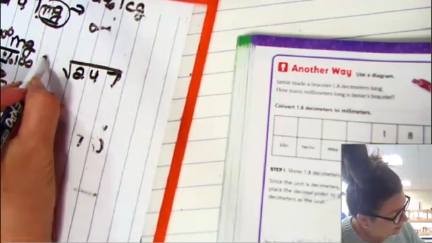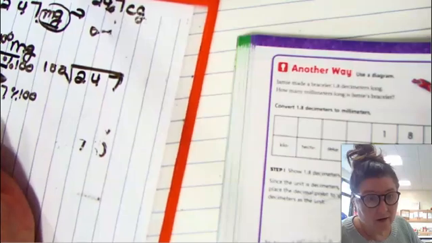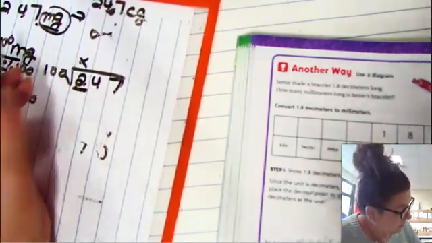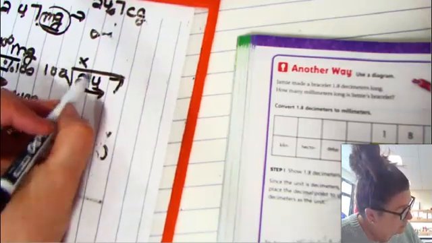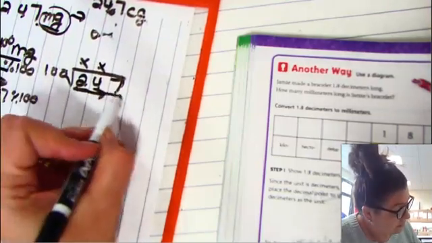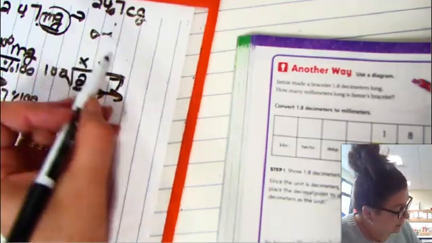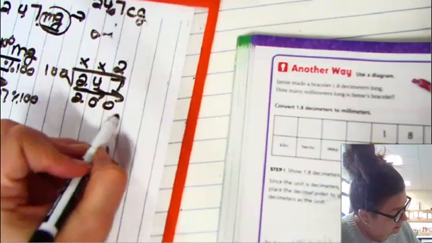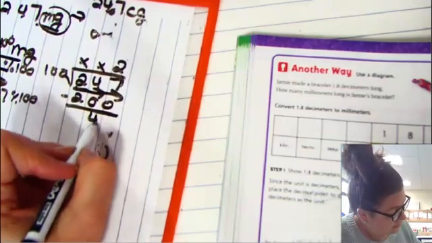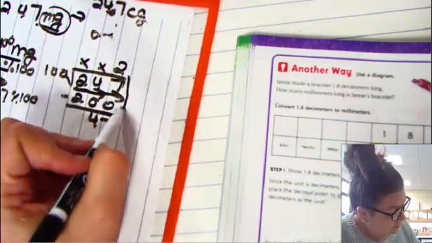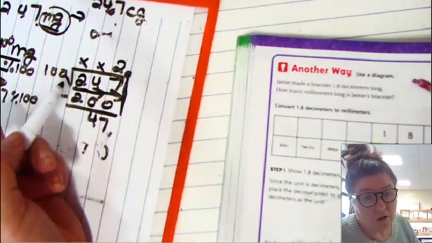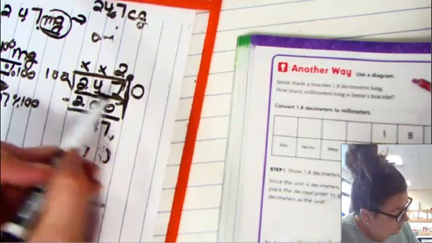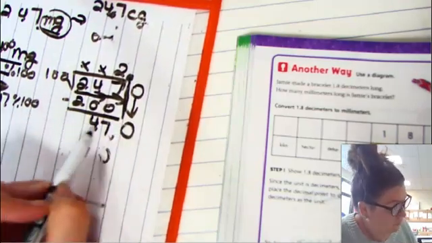247 divided by 100. Can I take 100 out of 2? No, put an X in that place value. Can I take 100 out of 24? No. Can I take 100 out of 247? Yes, I can take 2 100s. 2 times 100 is 200. Subtract, I have 47 left. I'm all done with my place value, so I'm going to go into my decimal parts. Bring down my 0 here. So now I have 470.